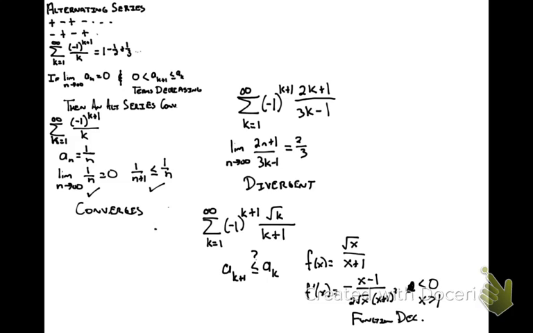So we can conclude by the alternating series test that our original series converges because the limit of the nth term would be 0, because I have k to the 1/2 over k to the first. The degree of the denominator is bigger, which means it goes to 0, and everything is decreasing. So we can make this conclusion. This is the alternating series test.